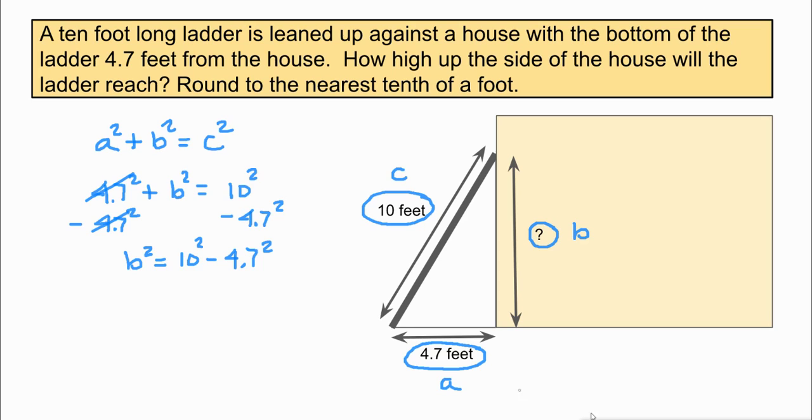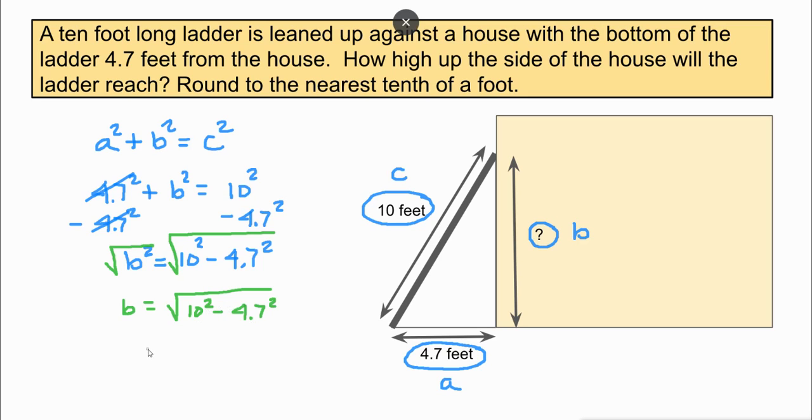Now, one last operation we need to apply. We don't want to know b squared, we want to know b. So we can get to b by taking the square root of both sides, like that. That is going to leave us with just b on the left. And on the right, we have this thing that kind of looks like a mess. The square root, and then underneath the square root, we have 10 squared minus 4.7 squared. But the nice thing is that you can put that all in your calculator at once.